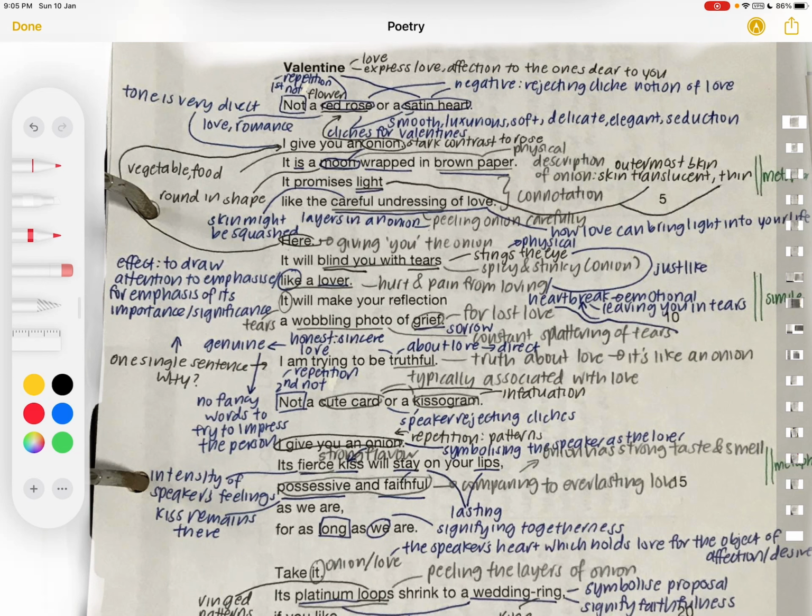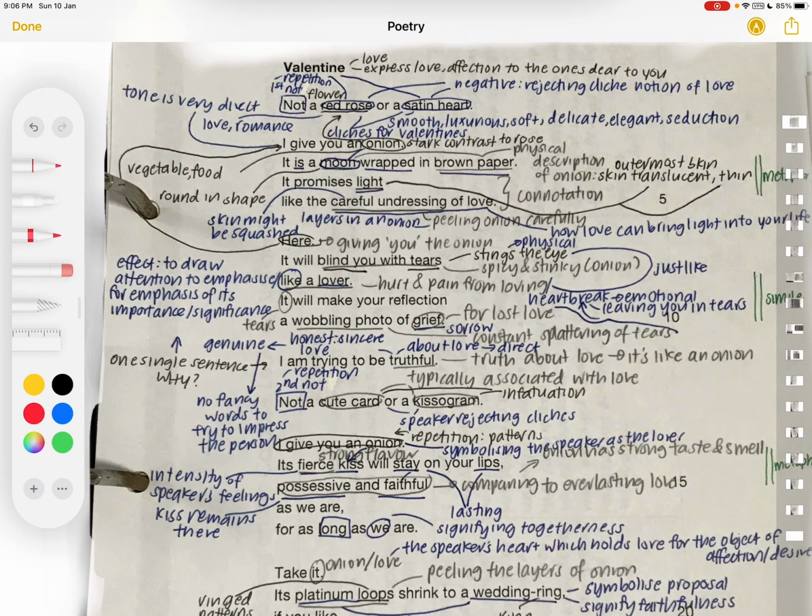"It will blind you with tears" because onions sting the eye, and physically that is how the onion behaves. And in the figurative sense, love will also hurt you sometimes. That's why it brings tears to our eyes. So, "it will blind you with tears like a lover." The effect of this imagery here is to draw attention, to emphasize the significance of love being an element that can hurt and can heal at the same time.